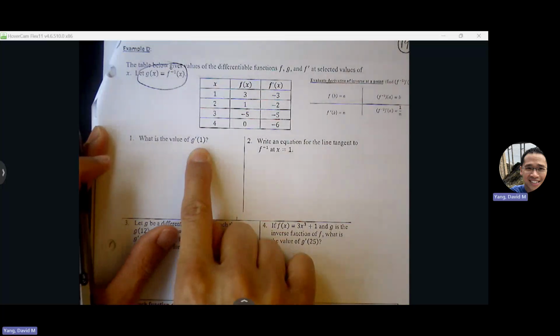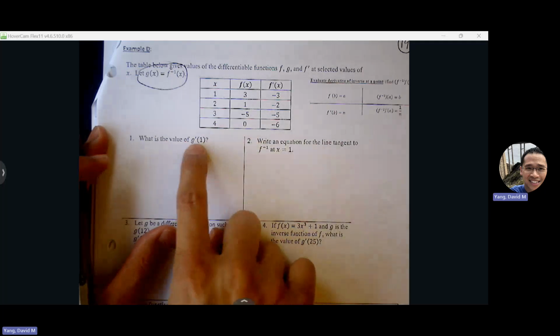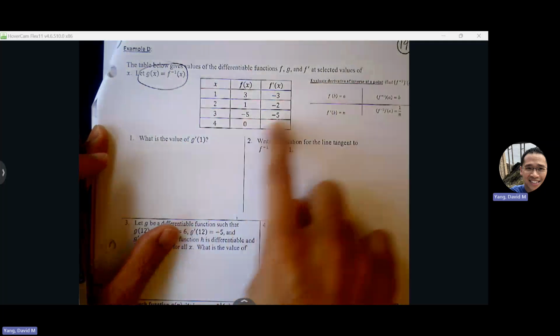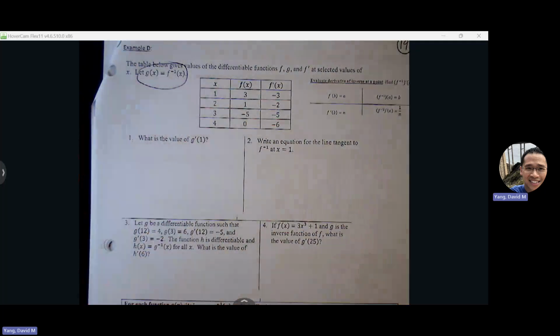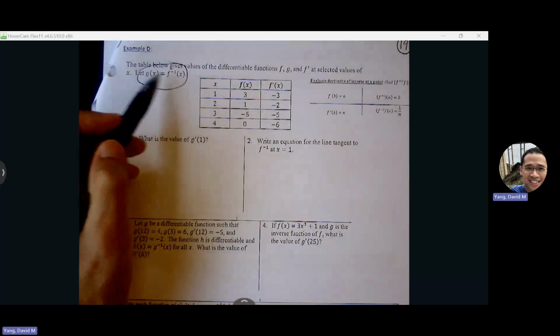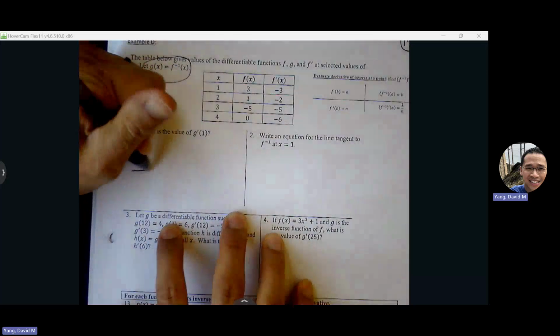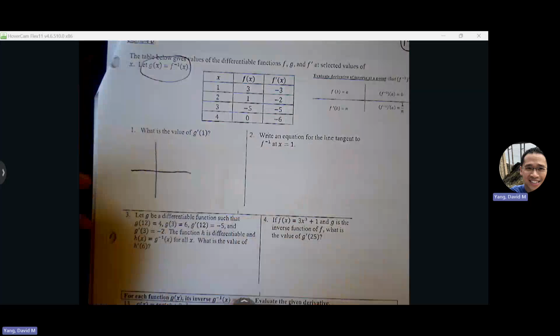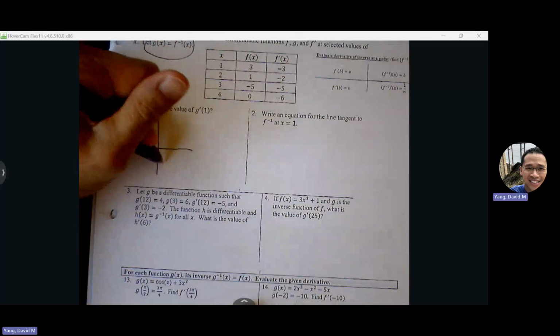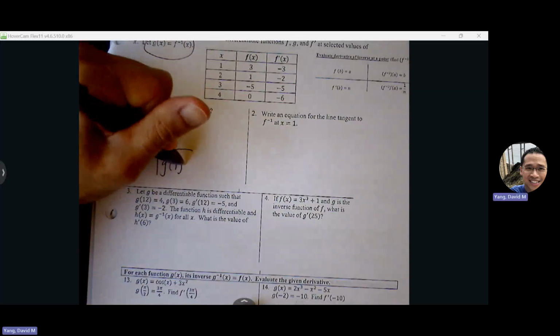What is the value of g prime of 1? If you look here, they don't give us anything about g of x, but it's okay because we have f of x to make that connection between f and g. So let me create my table here. I'm looking for g prime of 1. So that's going to go in my bottom corner here.